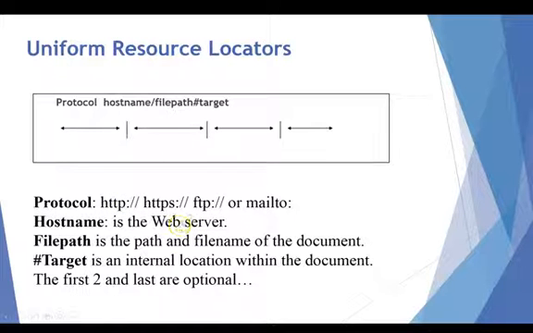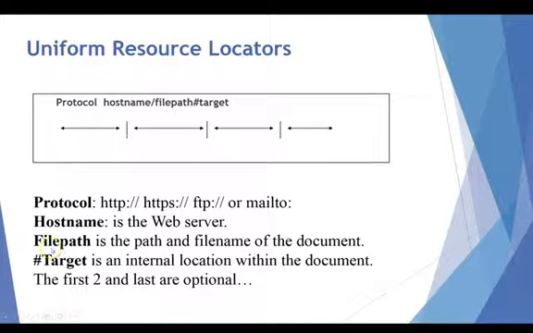Again, the host name is the name of the web server where the page is located. The file path is the path on that server that leads to the document that we're trying to link to. And that optional part at the end is the internal location within that document. Again, we won't use that. Now, if we have all this information, it's called an absolute path, and it's not required. So the first two, the protocol and the host name, and the last, the target, are optional.